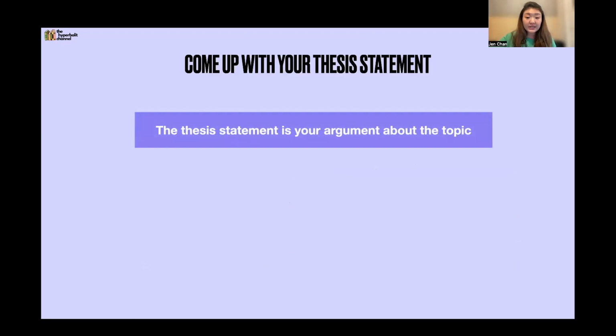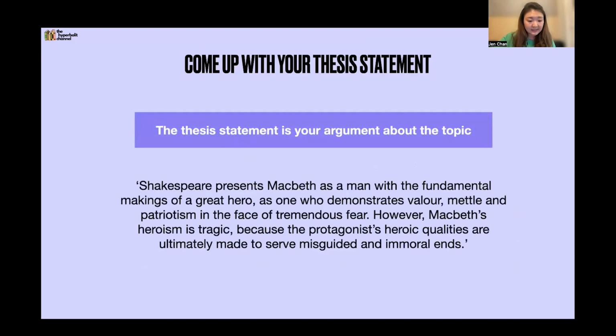And as I've mentioned in my other past paper walkthrough video, the thesis statement is essentially your argument about the topic. And it's super important because it communicates your unique view on the topic asked in the question, right? So here's an example of what you could say for a thesis statement for this specific question and this extract.